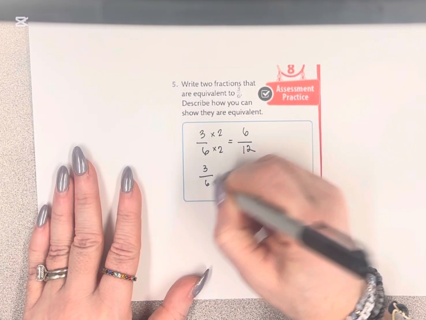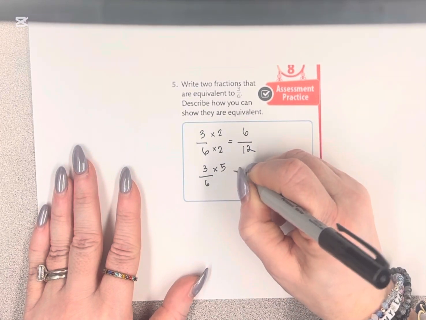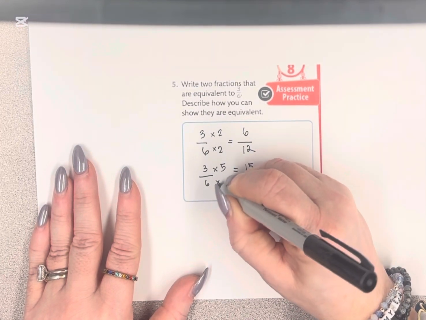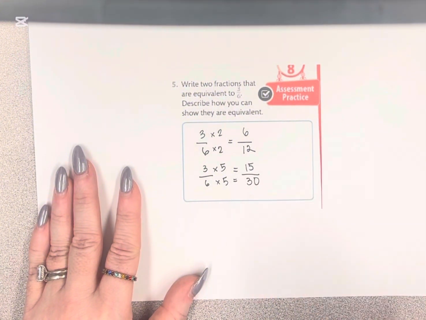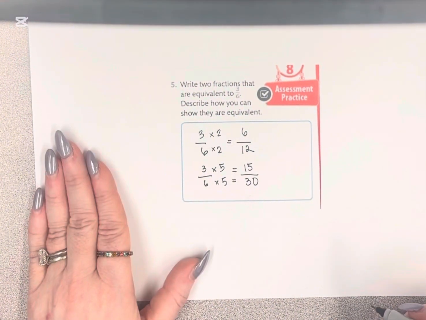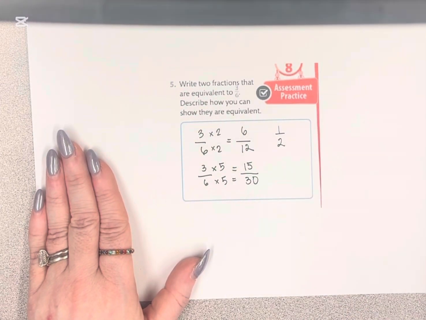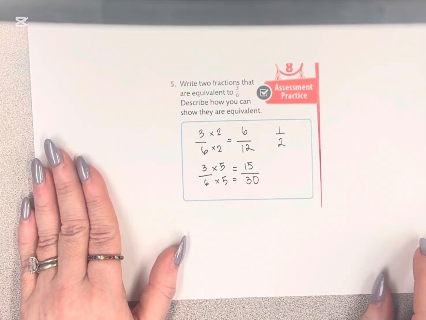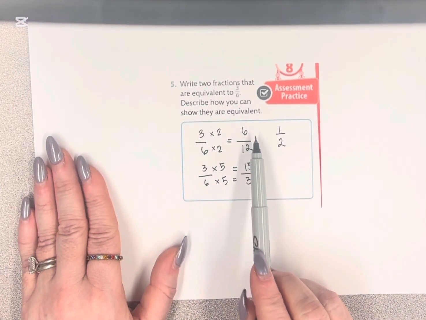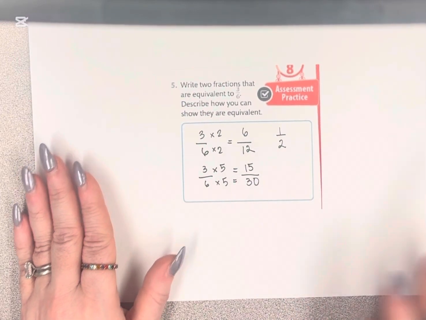How about 5s? Everybody knows how to multiply by 5. 3 times 5 is 15. 6 times 5 is 30. And that's all you have to do. If you know that 3/6 is also equal to 1/2, good for you, okay? Because remember, 3 is half of 6. Look at that. 6 is half of 12, 15 is half of 30, and 1 is half of 2.